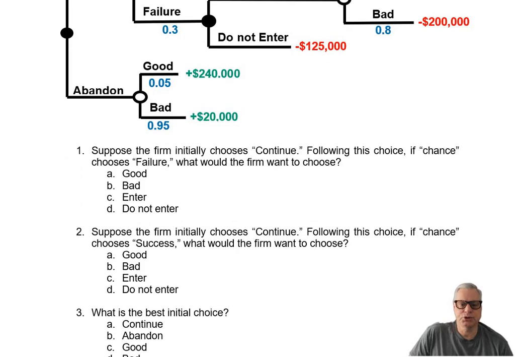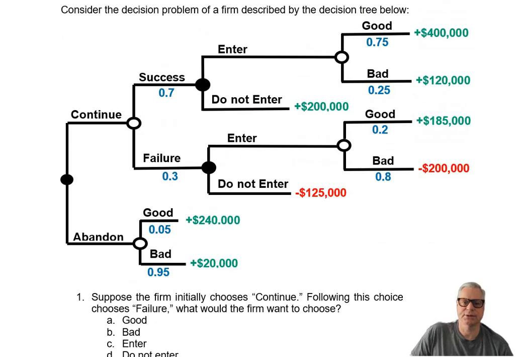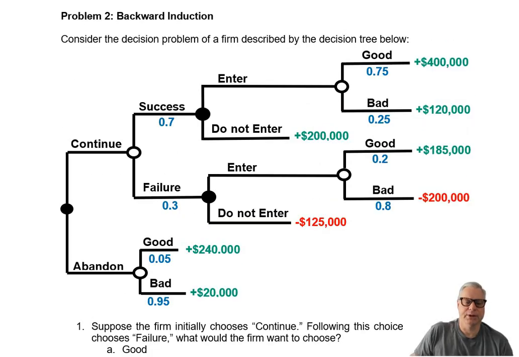Suppose the firm initially chooses continue. Following this choice, if chance or Mother Nature chooses failure, what would the firm want to choose? Good, bad, enter, do not enter. So we initially choose continue, and then Mother Nature selects failure.